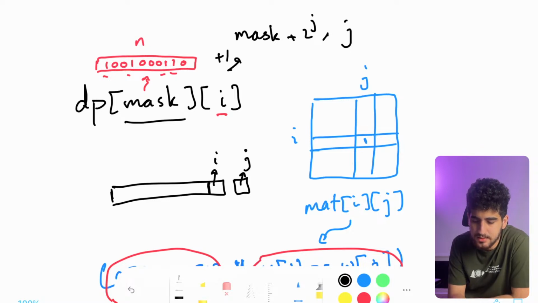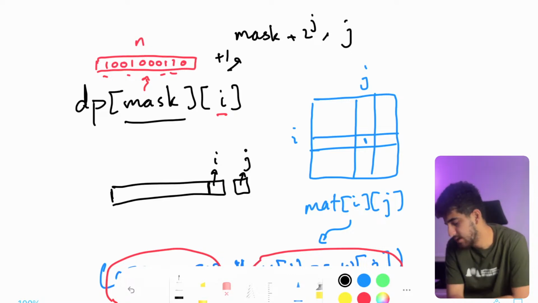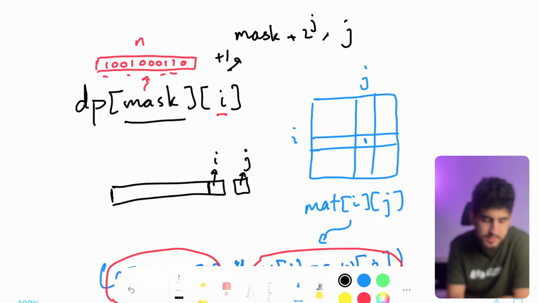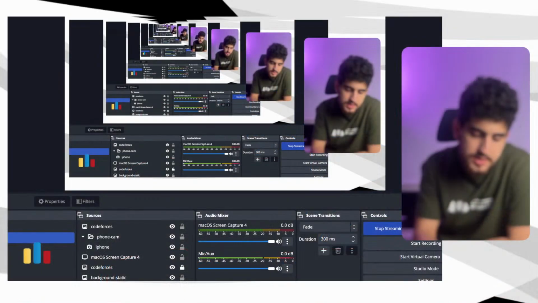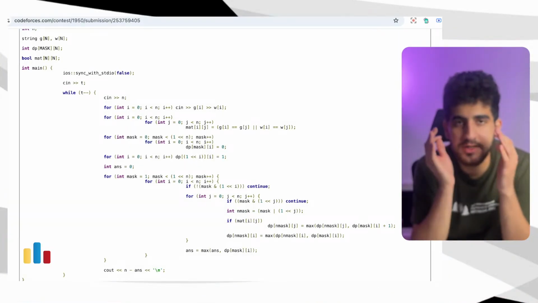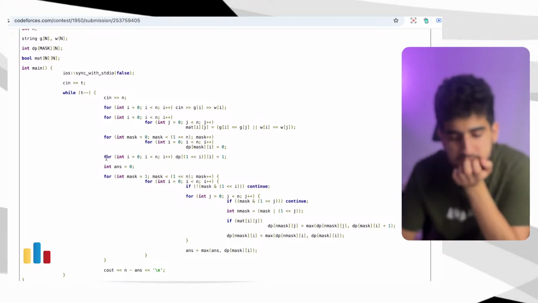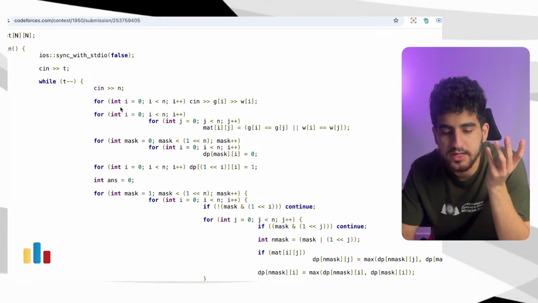So basically, dp of mask and I is always equal to the number of songs that you have in mask. So basically that is how it works. Let me also show you how this algorithm would work in code. I'm going to explain it once again on code to make sure that you have understood it. Let's go over it step by step.